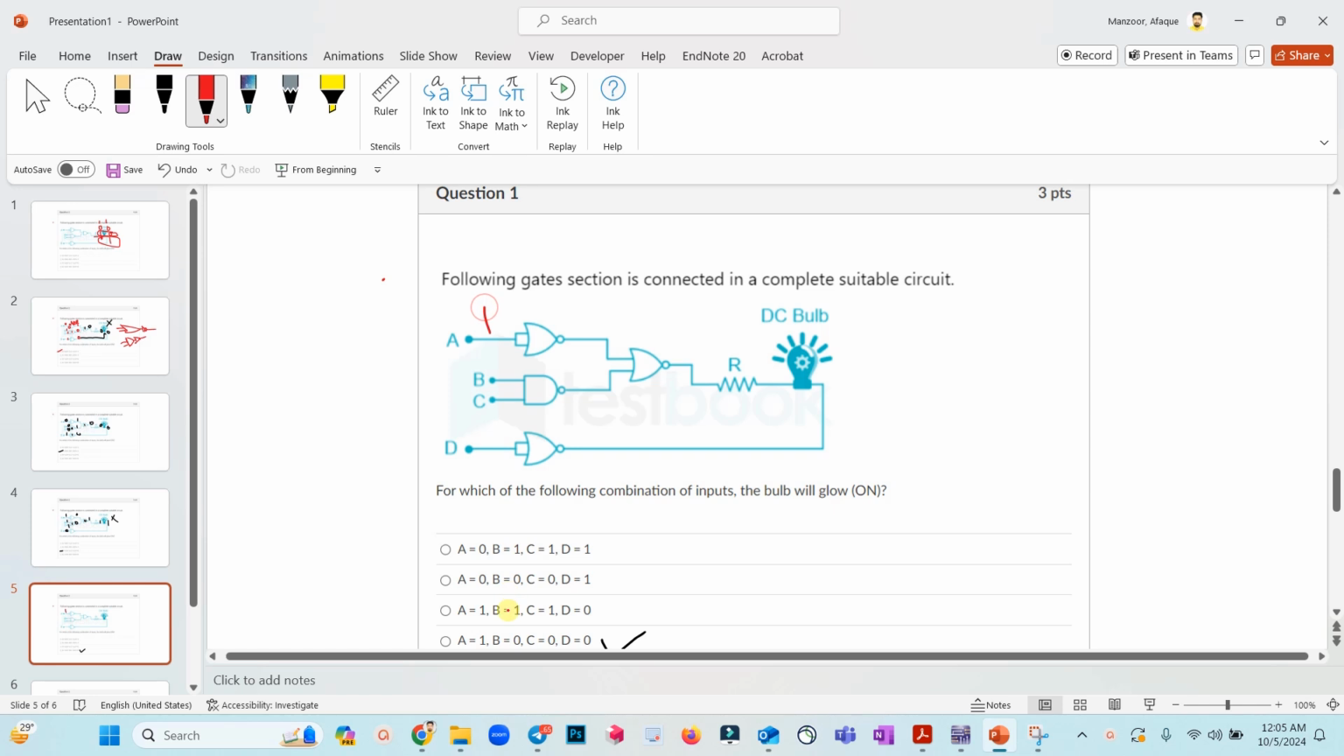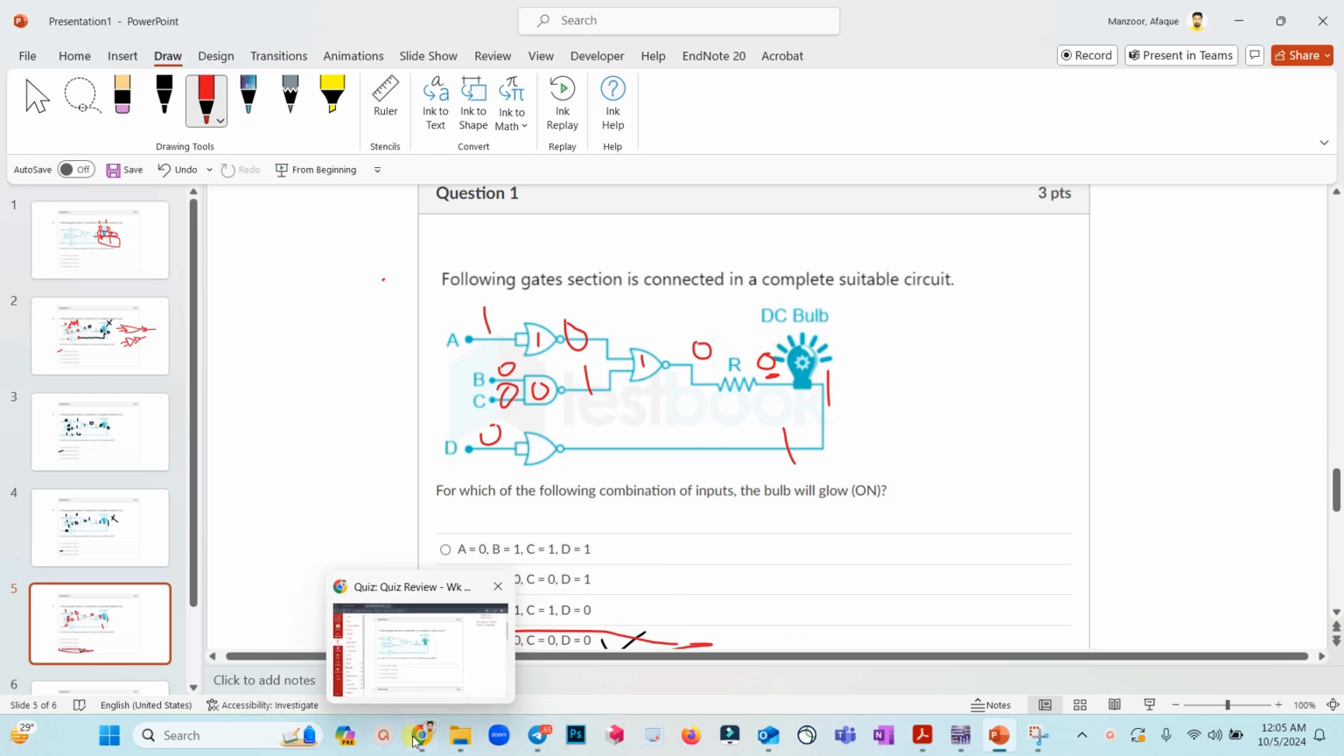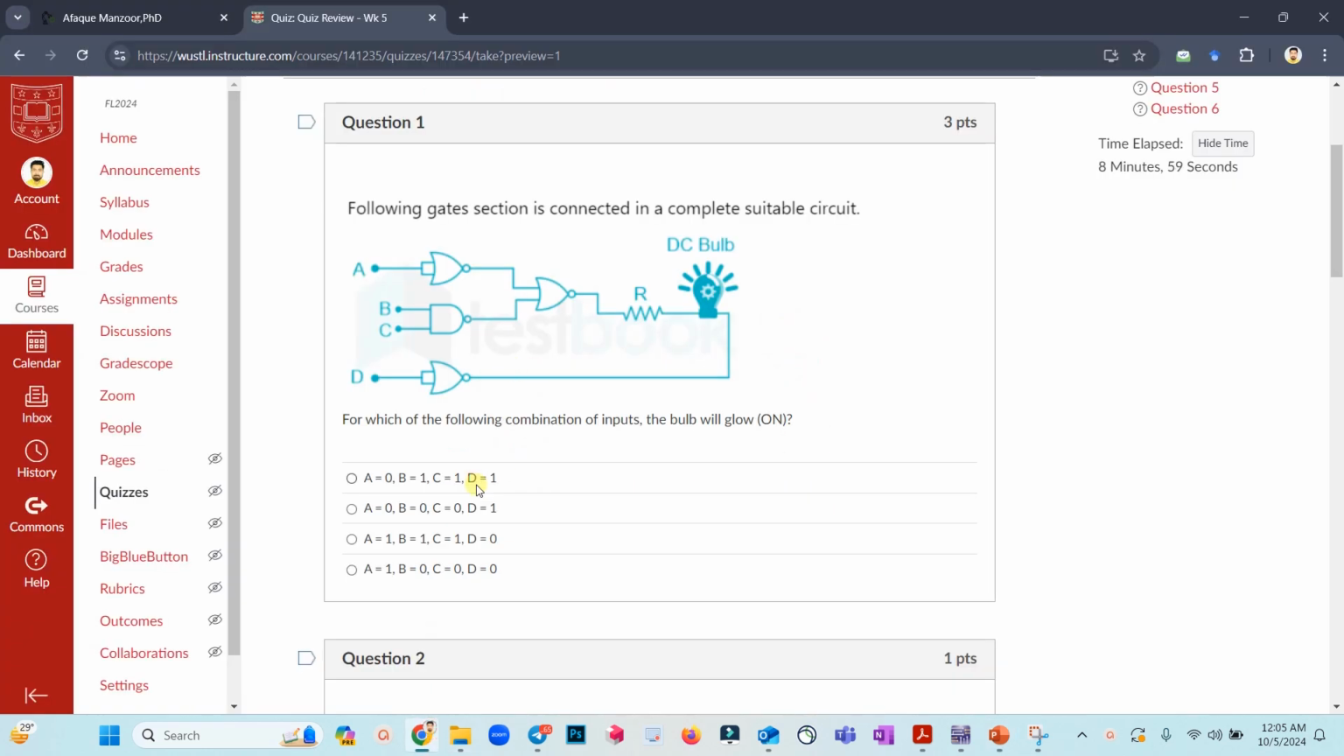A is 1, B is 0, C is 0, and D is 0. If D is 0, obviously you will get 1 here. So now this terminal should be 0. Let's try this. 1 plus 1 would be 1, but that is inverting, so it would be 0. 0 multiplied by 0 would be 0, but that's inverting, it would be 1. 1 plus 1 would be 1, but that's inverting, so you will get 0, right? So in that scenario, this is the right answer, okay? So that's how you can do it. If you know the proper gates, like this is a NOR gate, this is a NAND gate, you can easily do it, right? So this would be the option.